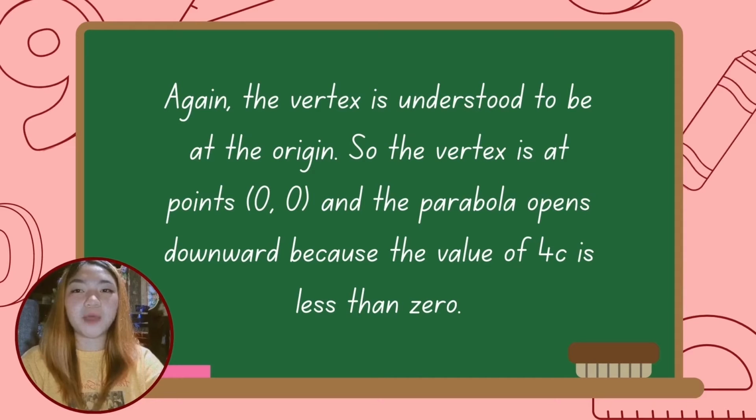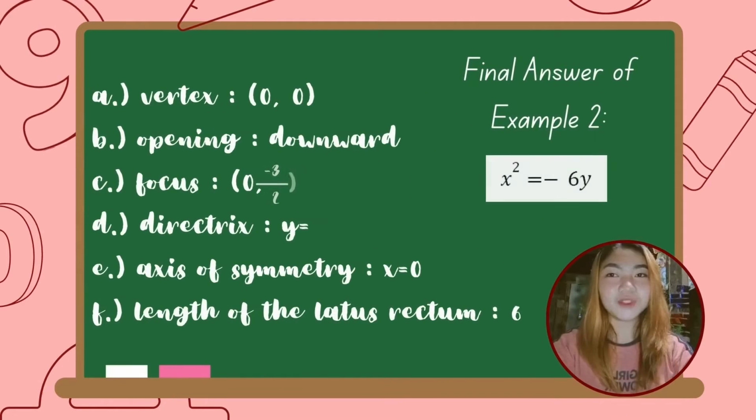And the parabola opens downward because the value of 4c is less than 0. X squared equals negative 6y. Our vertex is 0 and 0. Our opening is downward. Focus F equals 0 and negative 3 over 2. Directrix y equals 3 over 2. Axis of symmetry x equals 0. Length of the latus rectum 6.